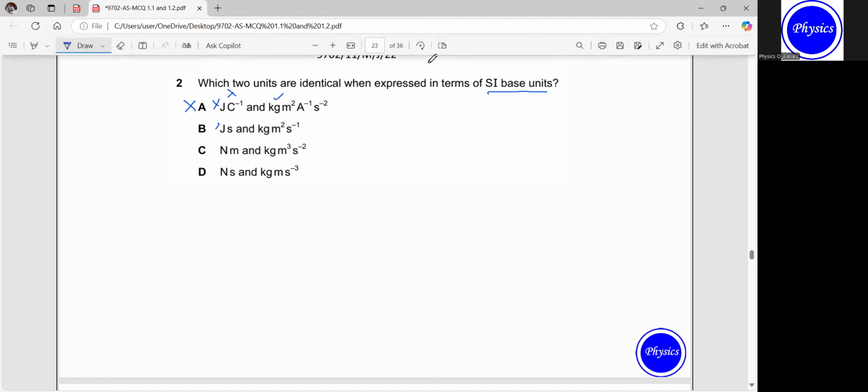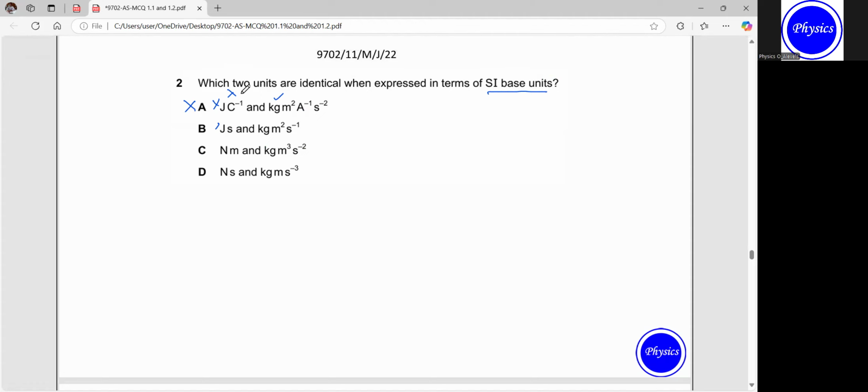Which two units are identical when expressed in SI base unit? Okay, let us check. When they are expressed in SI base, I think joule second. Joule second, we just saw what is joule. Joule is force times distance. I write it in full form. Force is kilogram m s minus 2, mass times acceleration, times distance, another meter. So joule is going to be kilogram m square s minus 2, then again one more s. So s minus 2 times s is going to give you kilogram m square s minus 1.